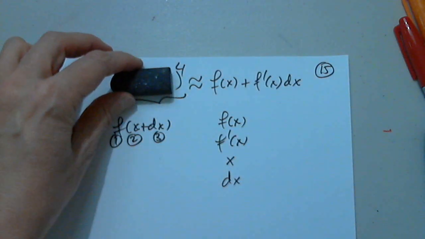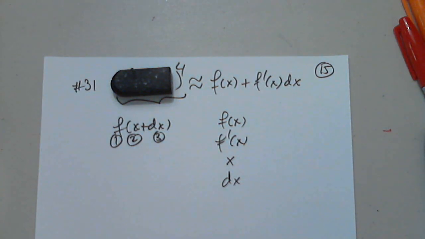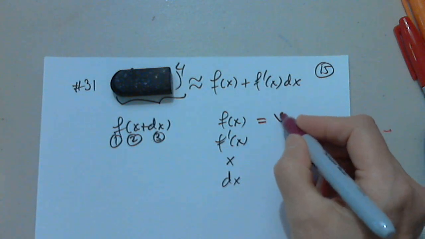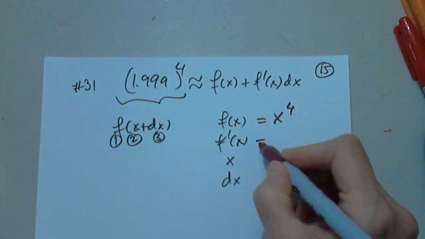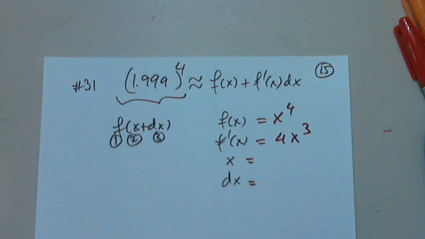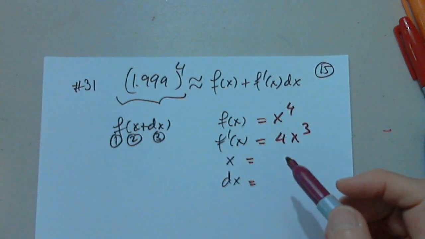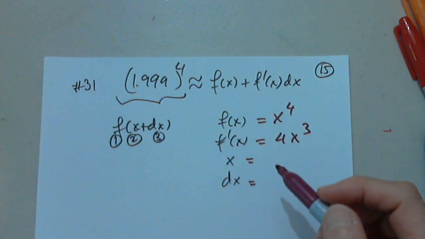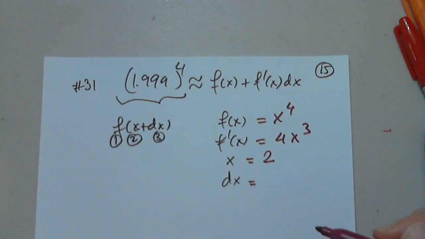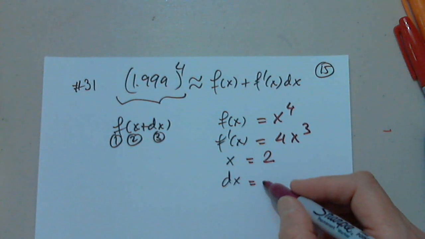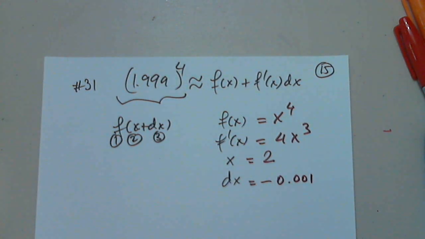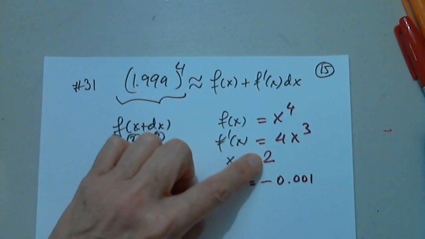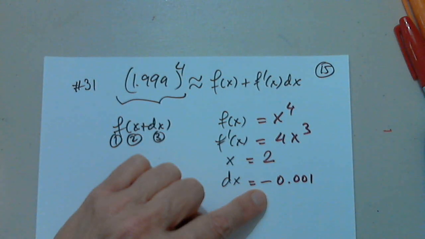So what do you think f of x is? X raised to the 4th. Awesome. So this would be 4x to the 3rd. What do you think x would be? 2. Yes. What do you think dx would be? Negative 0.001. Excellent. Yes, exactly. So this is the focus, and this is the tiny error.